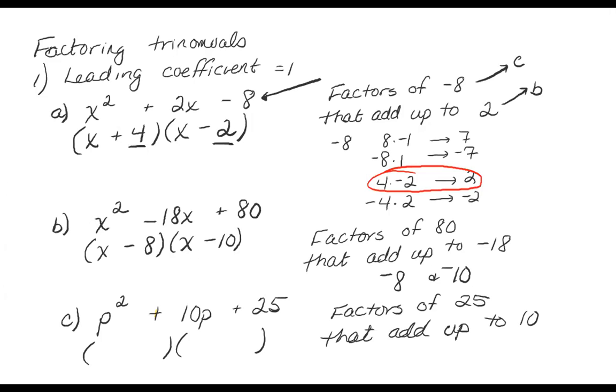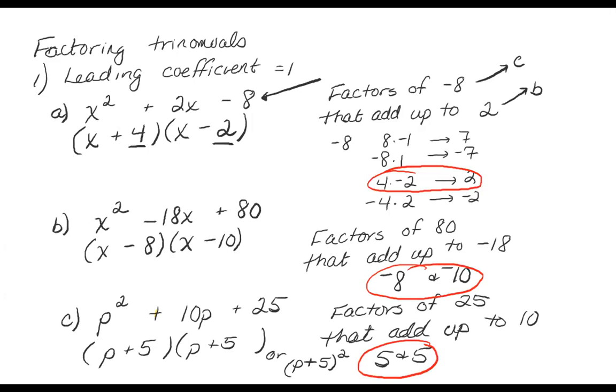Yes, and notice Zach only gave me one number because it's 5 and 5. So p plus 5 times p plus 5. Or if we wanted to write that in a little bit more concise way, we could write p plus 5 squared. So that's sort of the leading coefficient equals 1 case, which usually isn't too tricky because we can go right from the stated problem to the result.